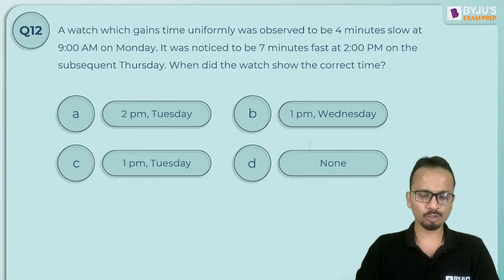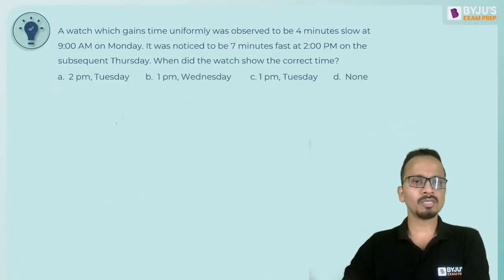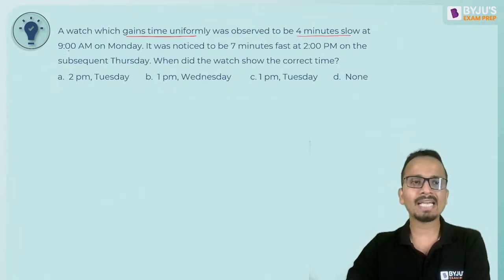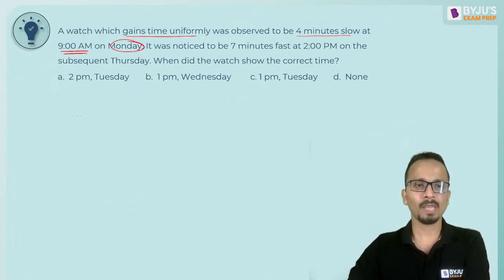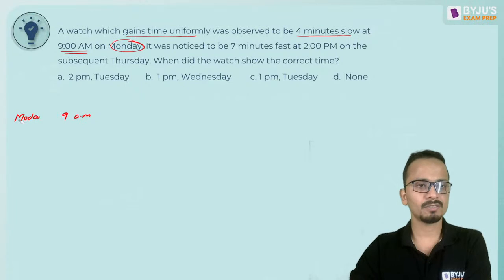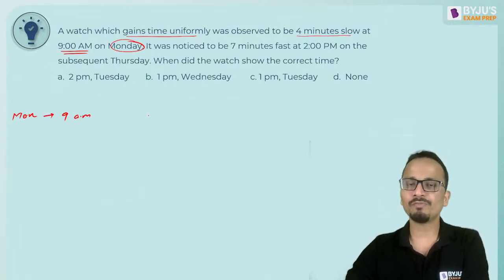A pretty basic type of question when it comes to clocks and calendars. Okay, so I'll start solving this one. A question is given here that the clock gains uniformly. It is observed to be 4 minutes slow at 9 a.m. on Monday. Okay, so the time is 9 a.m. and the day is Monday. All right, the day is Monday, 9 a.m. and the clock is observed to be 4 minutes slow.